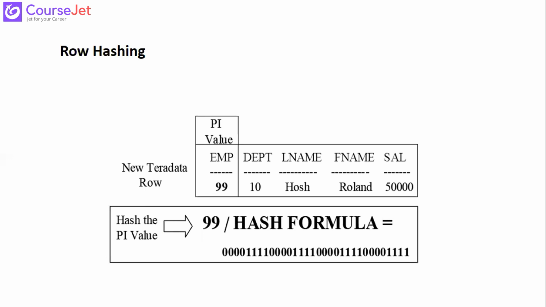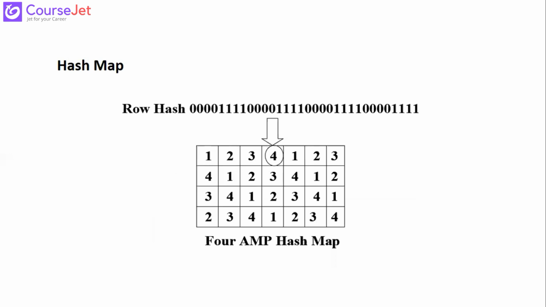There is a hashing algorithm. It will pass that primary index value to the hashing algorithm, and it will generate this unique number. According to that, it will search in a hash map that will say which AMP that row should go to. This is the hash map, and this whole thing is called a bucket, the hash bucket.